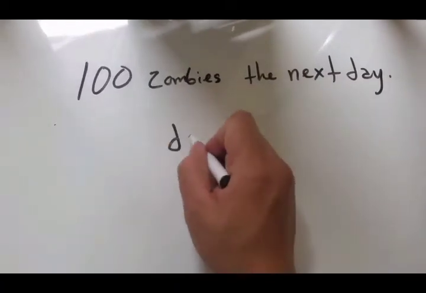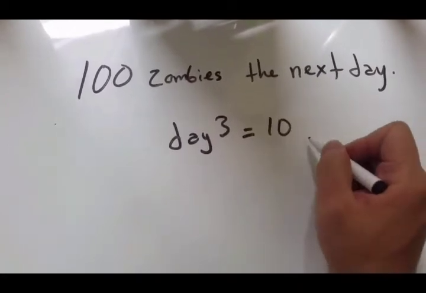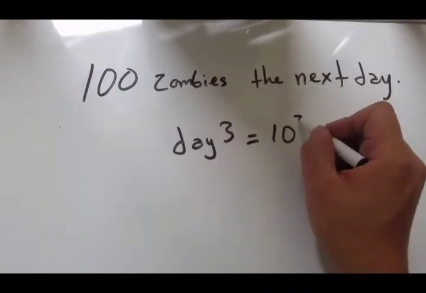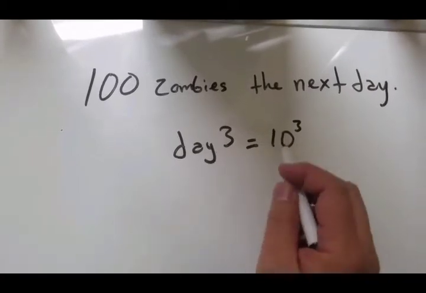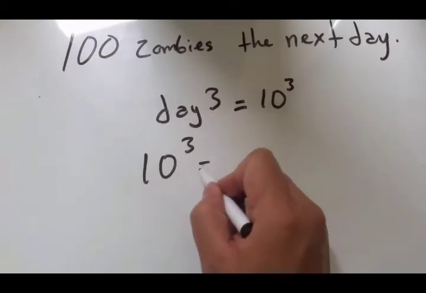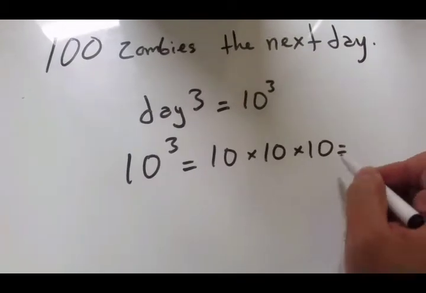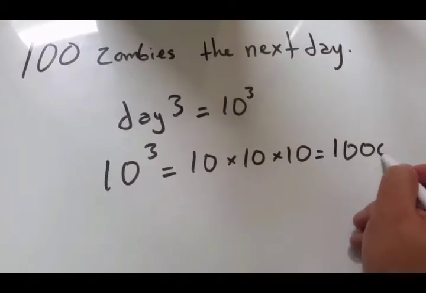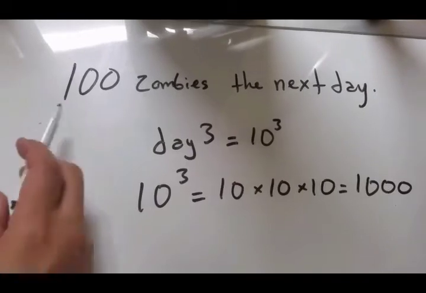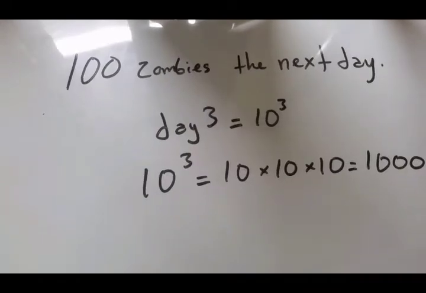In day 3, we set up the same way. 10 people get infected per zombie. We have 100 zombies. And 3 is our exponent for day 3. 10 to the third power also means 10 times 10 times 10, which equals 1,000. So in day 3, 100 zombies infected 1,000 people.